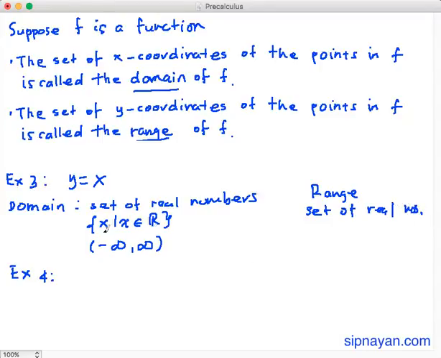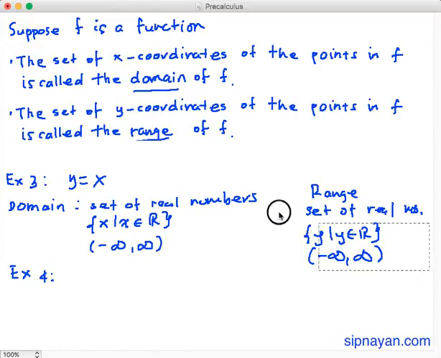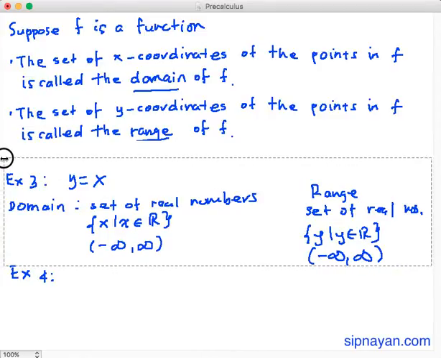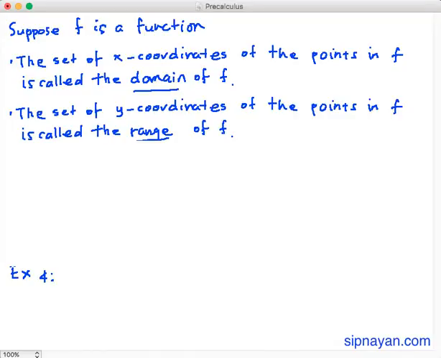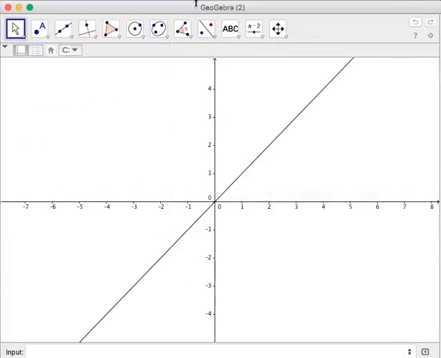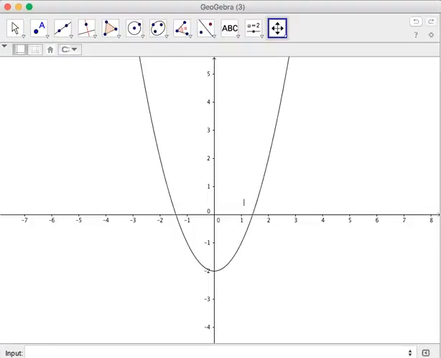Or, kung set notation natin, we have y such that y is an element of real number. Or, again, pag ito, pwede rin negative infinity up to infinity. Okay, so for our last example, another graph, another function. This is the function y equals x squared minus 2. No?